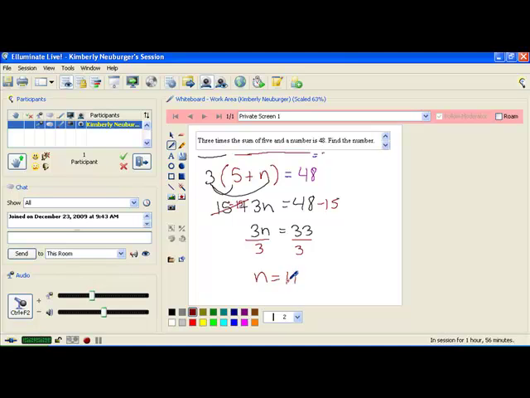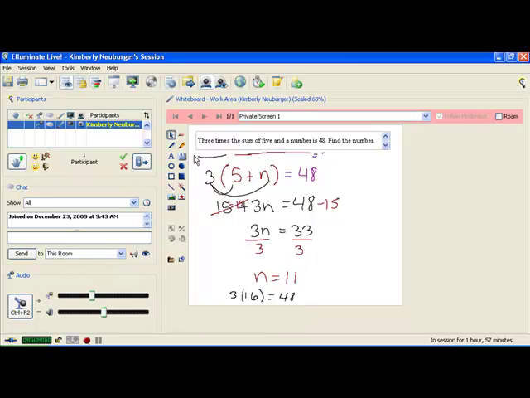Now let's see if that number is correct. If you take a look at your problem, you add 5 and the number. Well, our number was 11. So adding 5 to that gives us 16. Then if we multiply 3 by it, we get 48, and that's what we were supposed to come up with. So we know that 11 is the number that we're looking for.